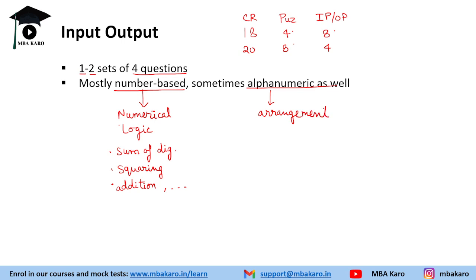Now arrangement could be the words arranged in alphabetical or reverse alphabetical order. So there also you can have several logics, and numbers can be in, let us say, descending order. Just taking an example. So ascending, descending, it could be based on the sum of digits. So you can have several logics for arranging them.